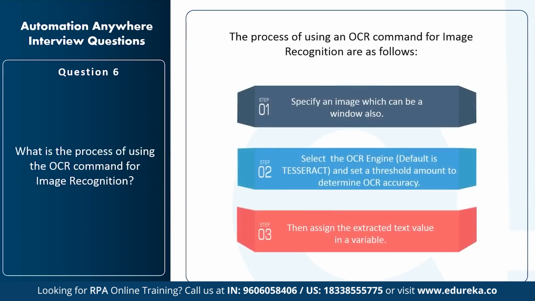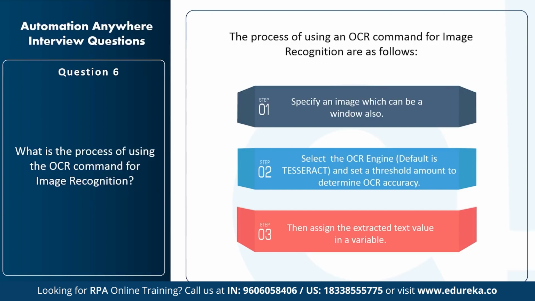The step 1 is to specify an image, which can be a window also. The step 2 is to select the OCR engine. By default it is Tesseract, and set a threshold amount to determine the OCR accuracy. And the third step is to assign the extracted text value to a variable so that you can see the output either in a message box or you can store it in a file.